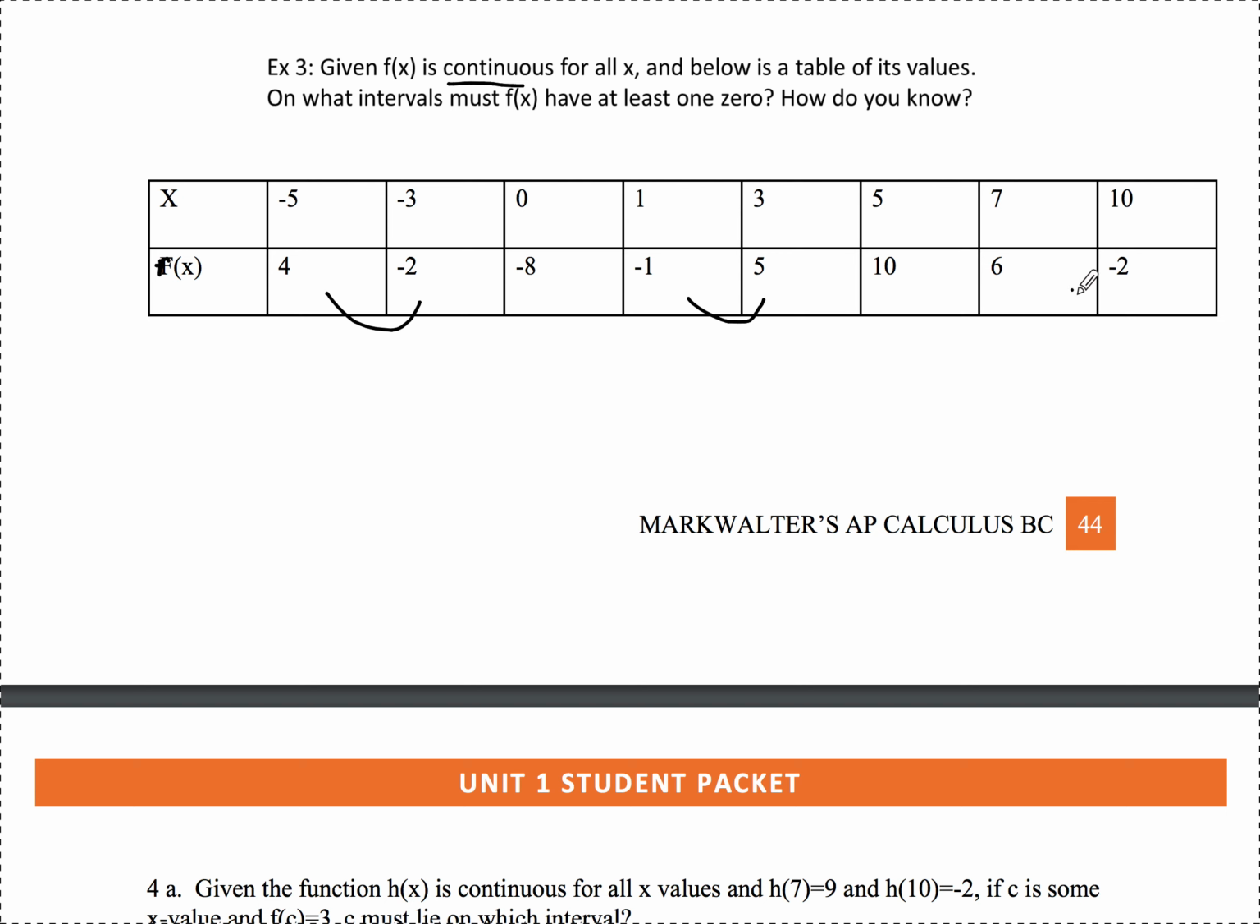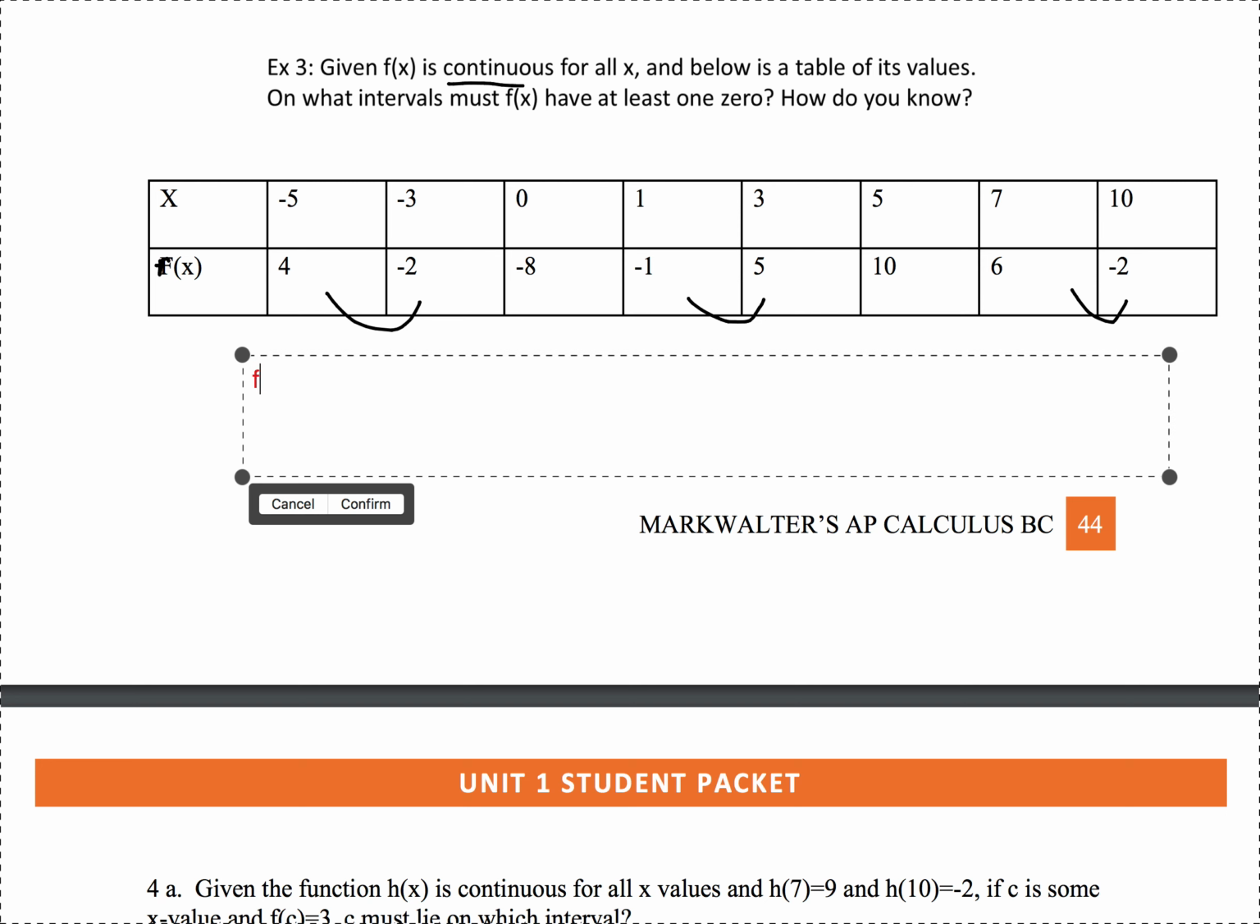Positive, positive, positive, and then negative again there. Okay, so it looks like we have 3 places where f of x has at least 1 zero for sure. Could there be other ones? Yes, because we don't know all the other intermediate points, but we have at least 3 zeros that we can prove. So we go back and we do our intermediate value theorem thing.